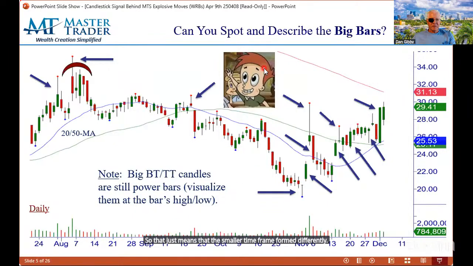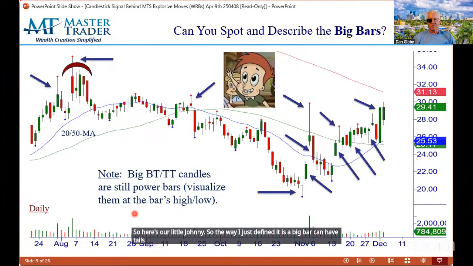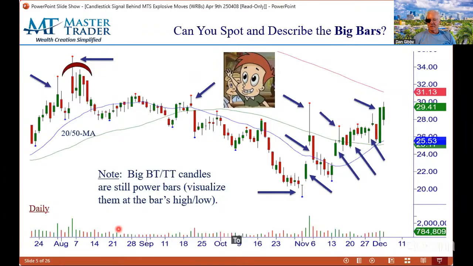So here's our little Johnny. The way I just defined it, a big bar can have tails. So we're looking for power bars. Can you spot and describe the big bars? I just put a bunch of arrows on a bunch of these things. I use little Johnny all the time to illustrate our keep it simple methodology.